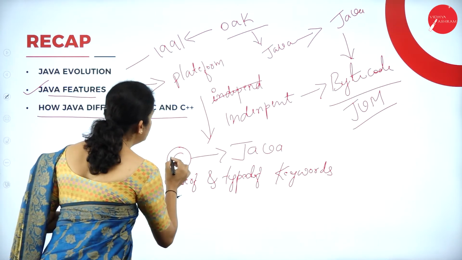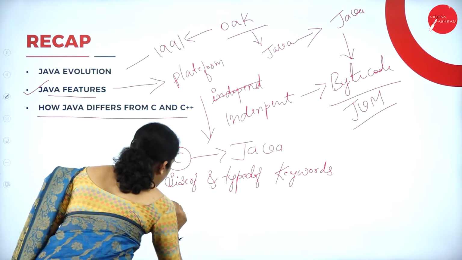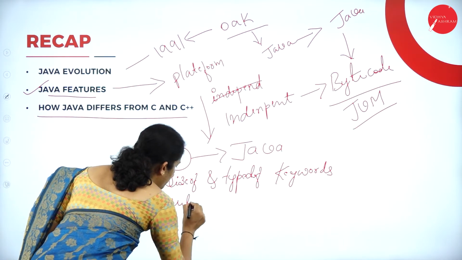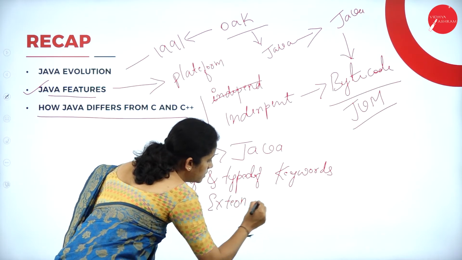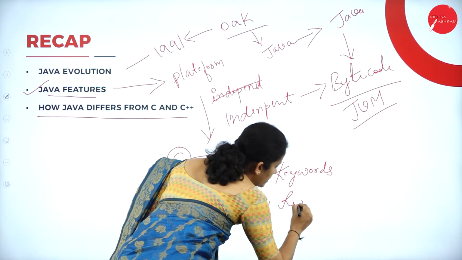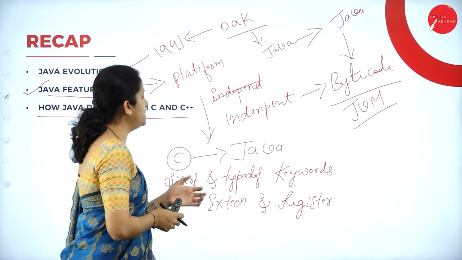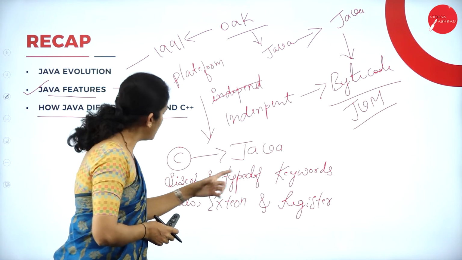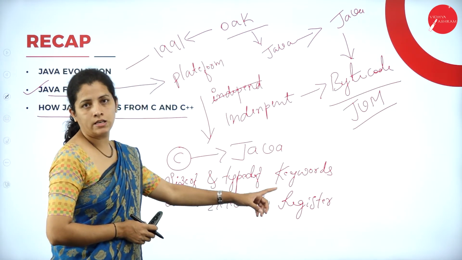Then we learned C has some other keywords like auto, extern and register. That means Java does not support the auto, extern and register keywords.